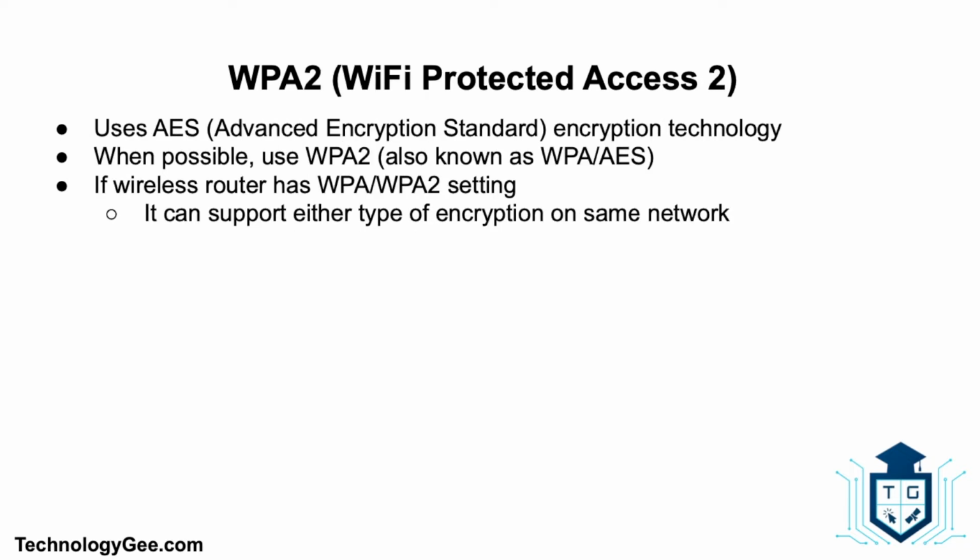Wi-Fi Protected Access 2 is the improved version of WPA. WPA2 uses the even stronger Advanced Encryption Standard, or AES, technology. When possible, you want to use WPA2, which can also show up as WPA/AES on your wireless network. If your wireless router or access point has WPA/WPA2 settings, it can support either type of encryption on the same network. You want to use this option if you have devices that support WPA but do not support WPA2.